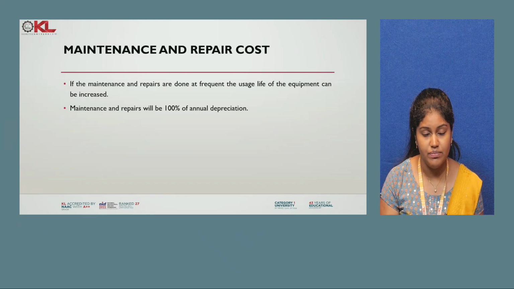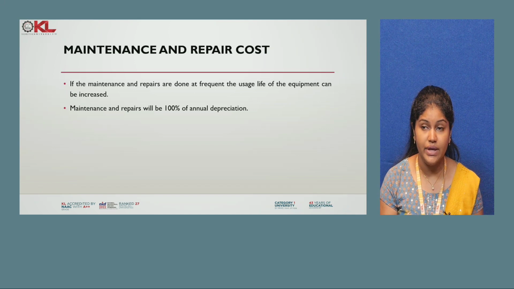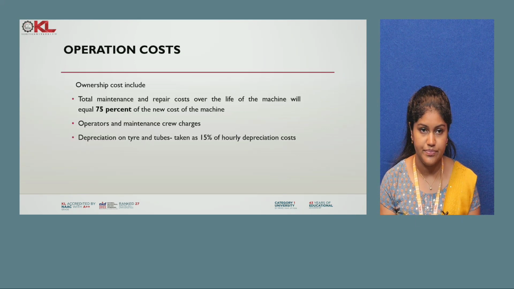In the construction equipment also, if the maintenance and repairs are done frequently, the usage life of the equipment can be increased. So we have to apply oil at proper time. We have to do the maintenance at proper time. Maintenance and repairs will be 100% of the annual depreciation. So you all know what depreciation is. So the maintenance and repair will be 100% of the annual depreciation.